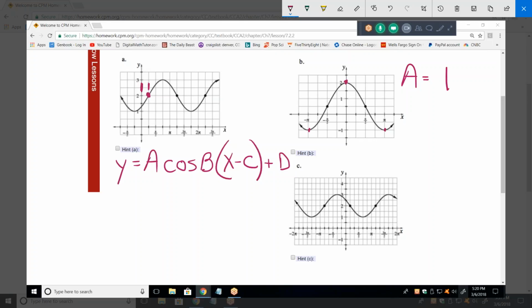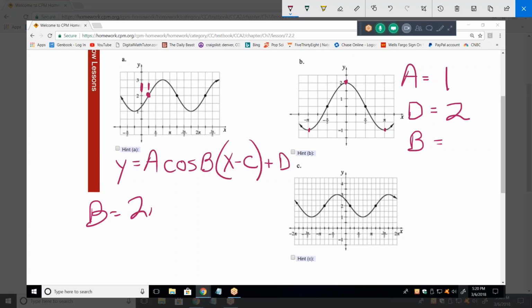Okay, good. Now let's figure out the next easiest one, D. So D equals max plus minimum divided by 2, which is 3 plus 1, which is 4 divided by 2, which equals 2. Okay. Now, let's just do them in order of the letters. Tell me the formula for B. What does B equal?